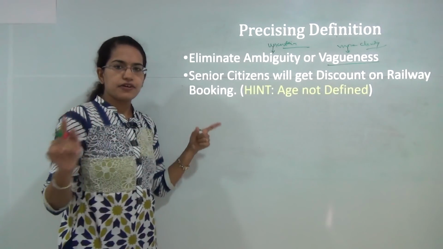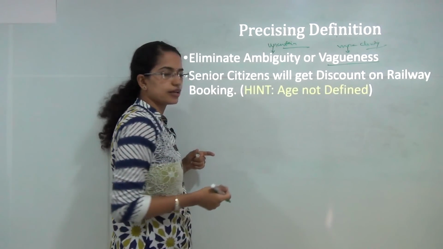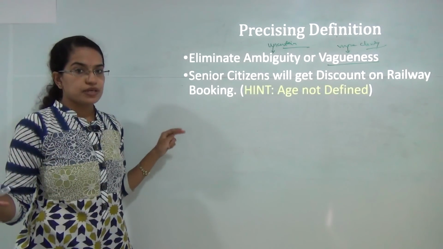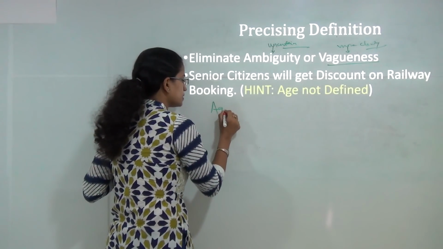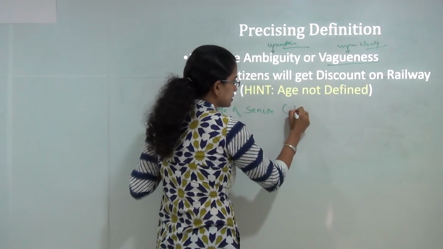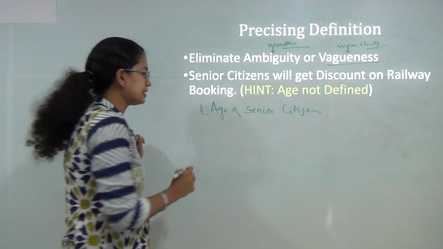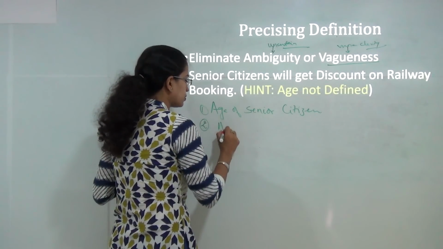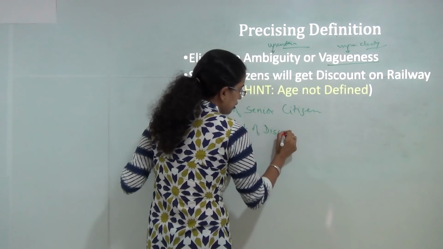So I can give a statement like this: senior citizens will get discount on railway booking. Now what is ambiguous here or what is vague here? I am not defining the age of the citizen. At what age I would consider them to be a senior citizen is one thing that is not defined. The second thing that is not defined is the amount of discount that is being applied. So this would be a kind of vague definition.